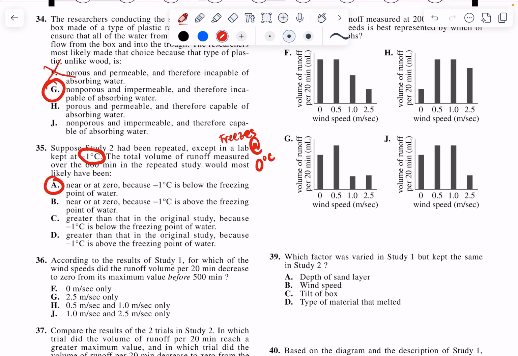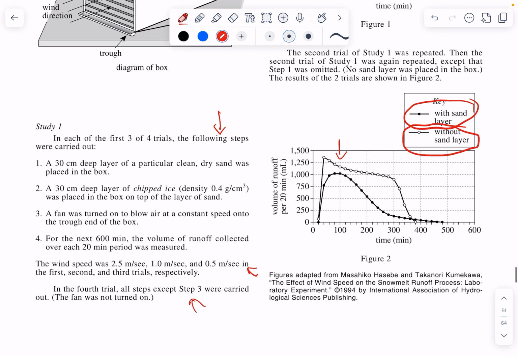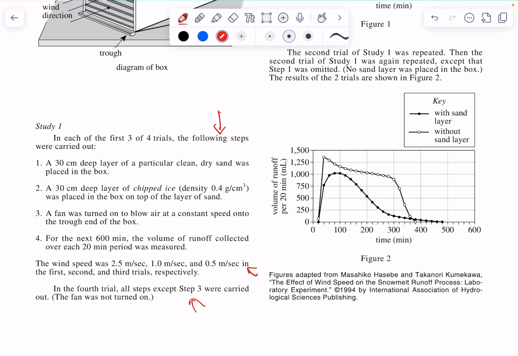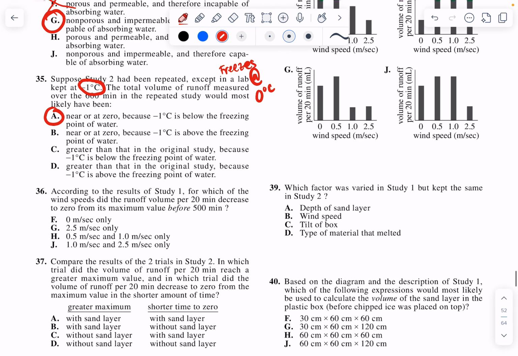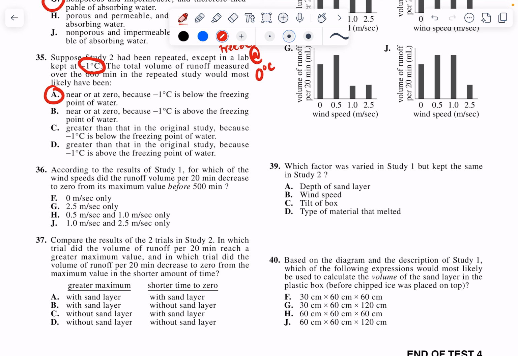So regardless of what study they're doing or what other things they're looking at, the temperature is the thing that matters here.